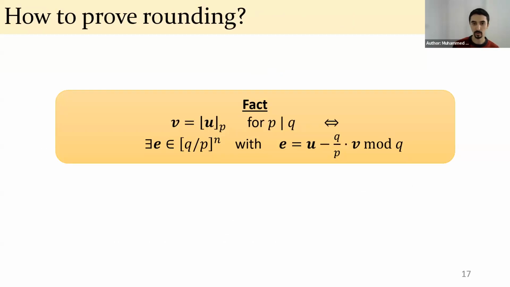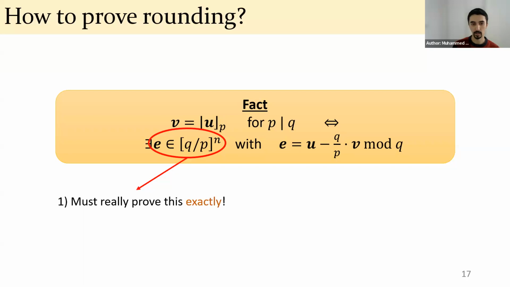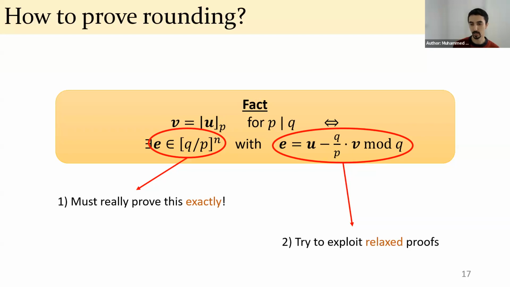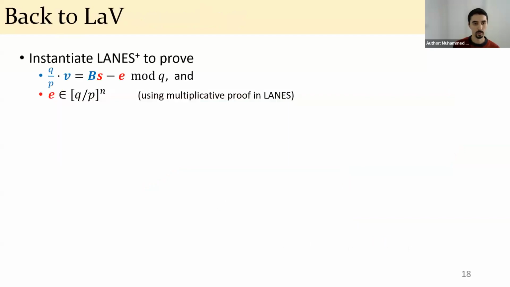We have this equivalence between doing rounding and proving another relation, where E has bounded coefficients and you also show that it satisfies this linear expression. Here we cannot allow any slack, so we must use an exact proof. For the linear relation, we will try to exploit the relaxed proof so that we can get an efficient result. So in LoVe, we are going to instantiate LNS+ to prove the linear relation that we require for rounding, and we will use the multiplicative proof in the LNS part to prove that E has exactly bounded coefficients.